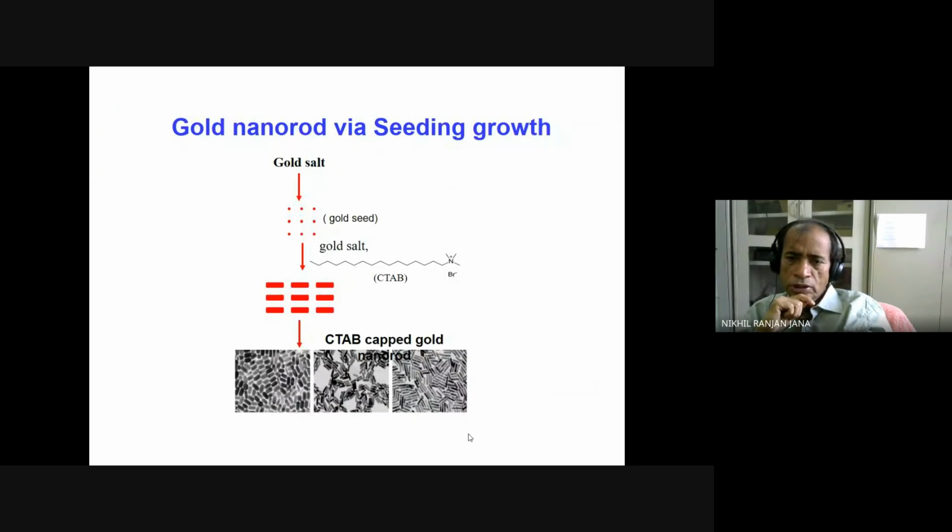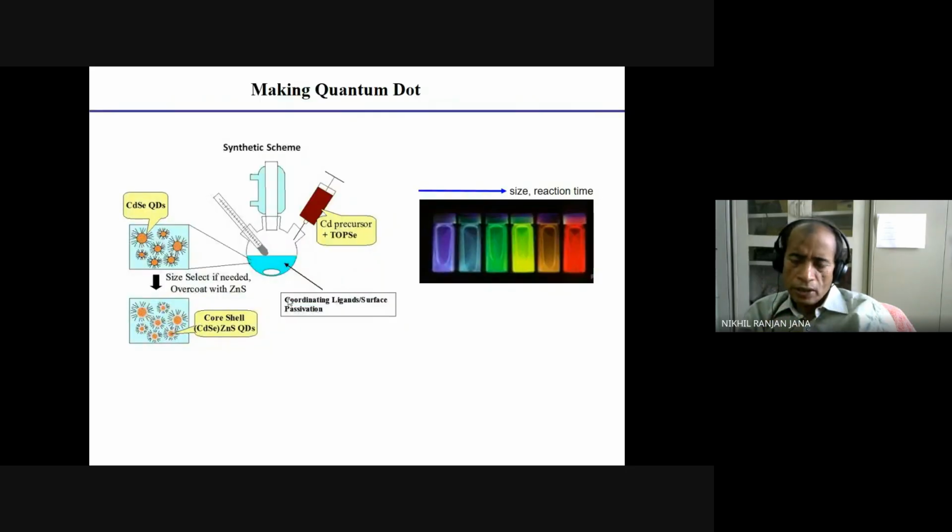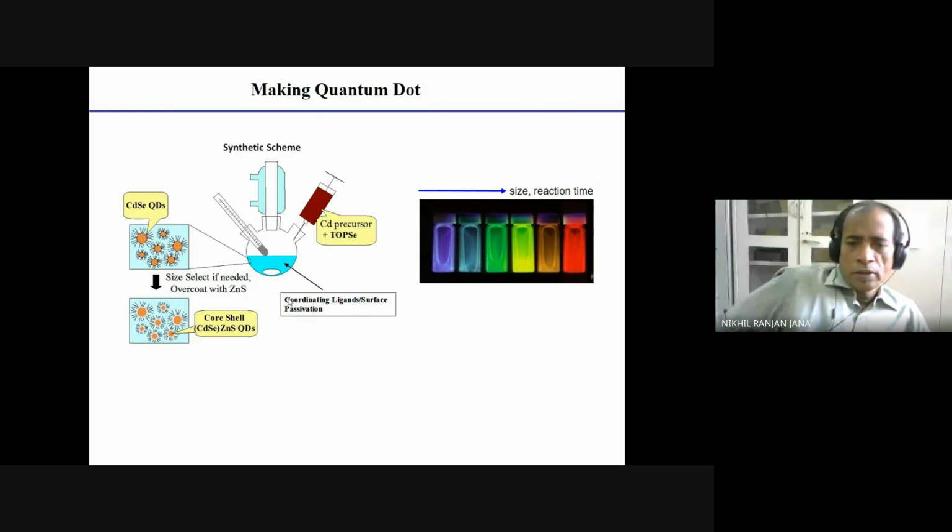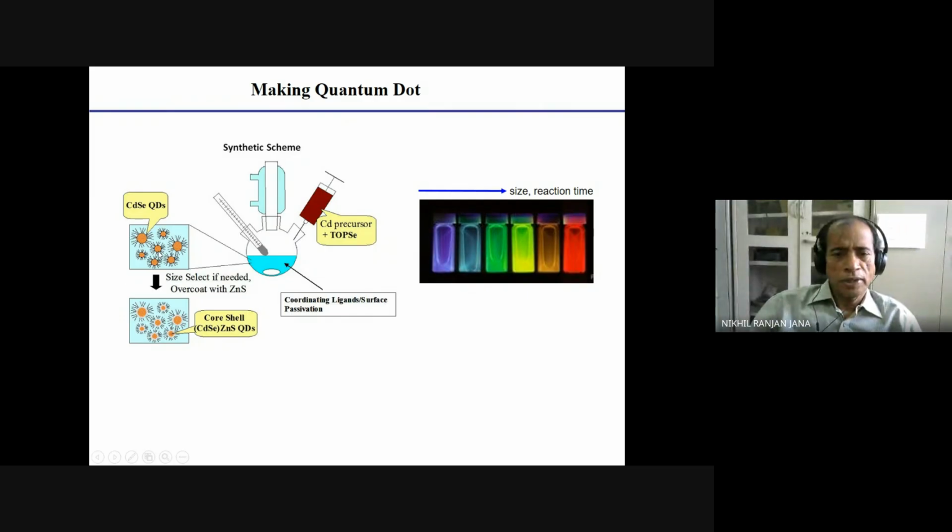Gold nanorod synthesis. Start with a gold salt, make a small spherical seed, and in a growth condition in the presence of these surfactants, you end up with different shapes, rods of different lengths. Very standard methods. And quantum dots, 2 years back it got the Nobel Prize.